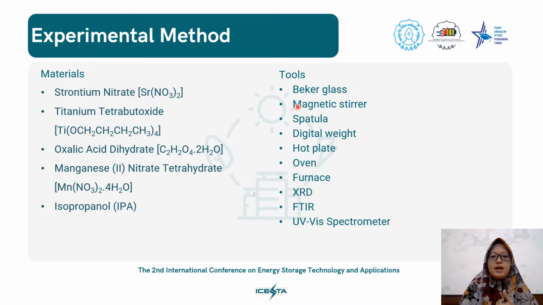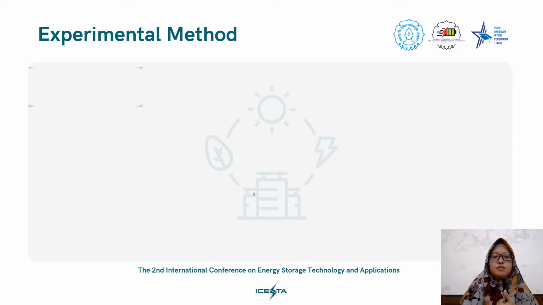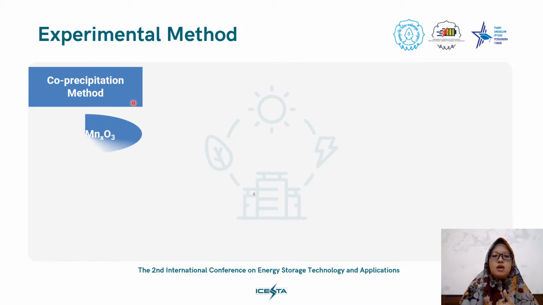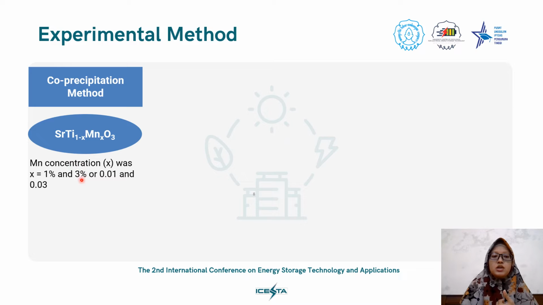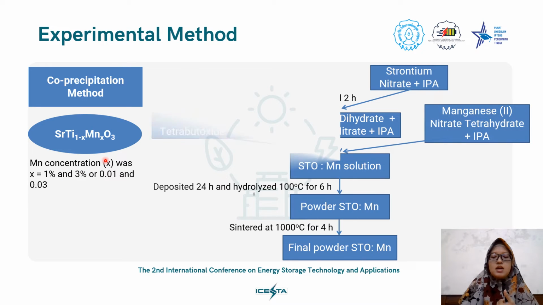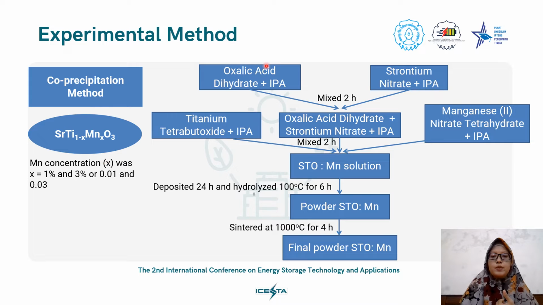These are the materials and tools we use. For the procedure, we use a co-precipitation method with the general formula of manganese-doped SrTiO like this, where x is the manganese concentration, which was 1% and 3%. This is the procedure for the fabrication.